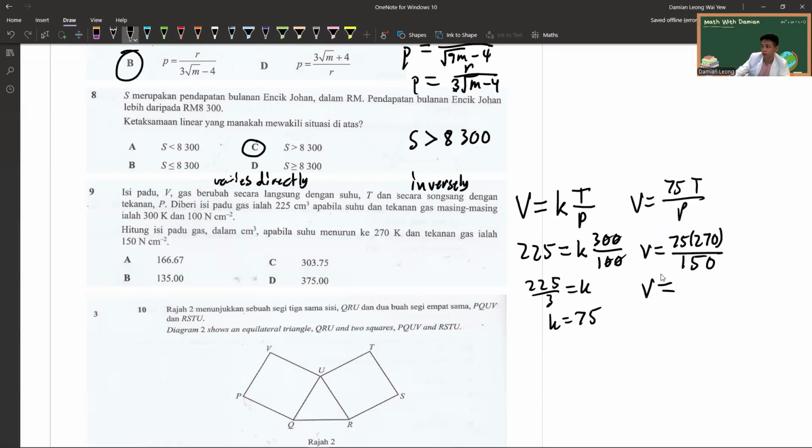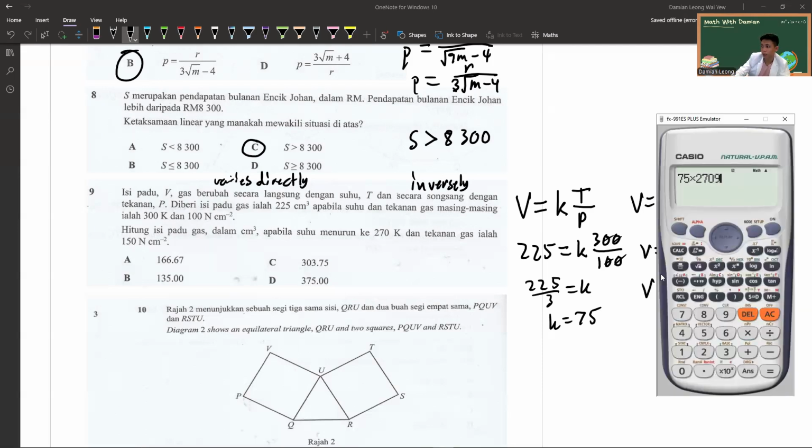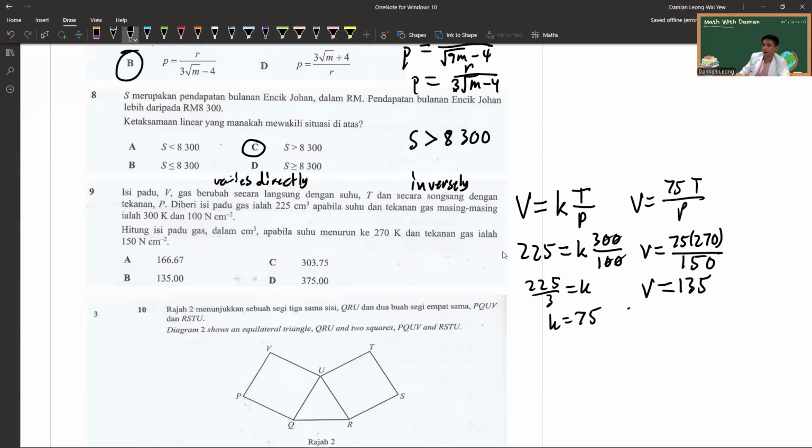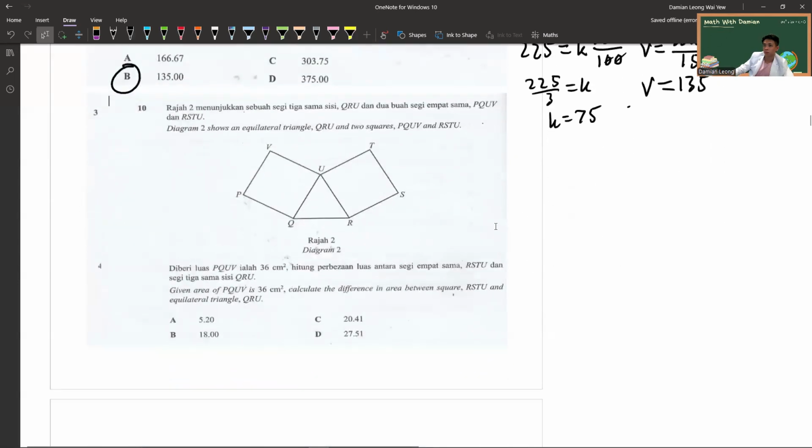So 75 times 270 divided by 150. So I will get 135. Answer B. Yeah, just like that. That's question 9. Okay, then we look at question 10.